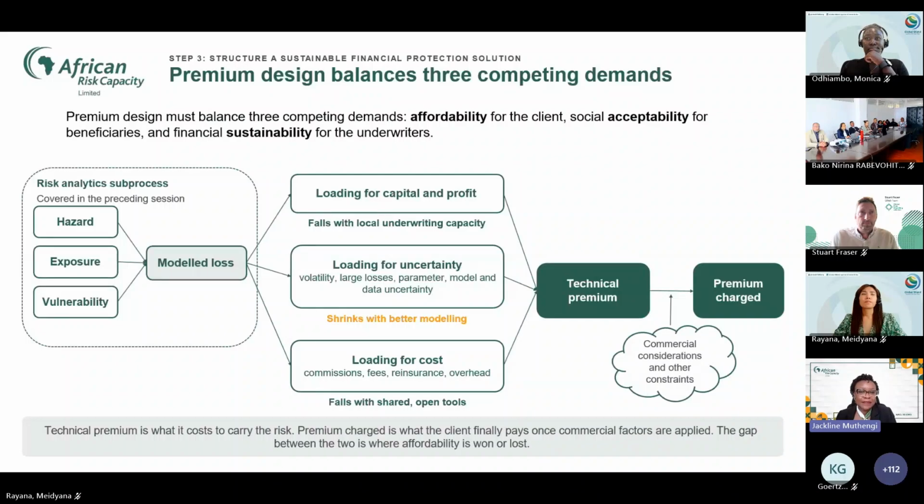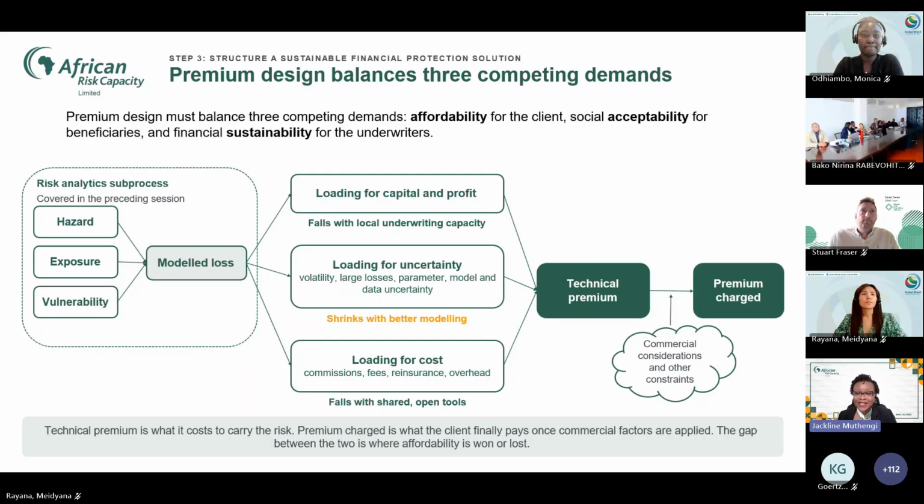So now, the last step is where we have moved on from product design to coming up with an actual product and a premium. I'm an actuary, I won't get caught into the details, but I'll oversimplify it. We start with what Dr. Stuart mentioned. You have to design, come up with a model, and then using that model, you end up with a financial module that gives you the modeled loss.